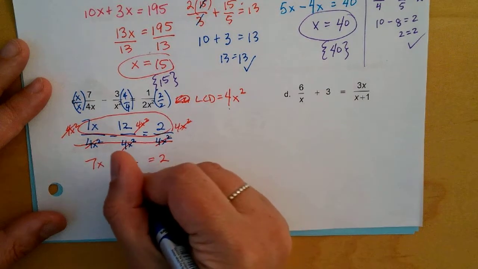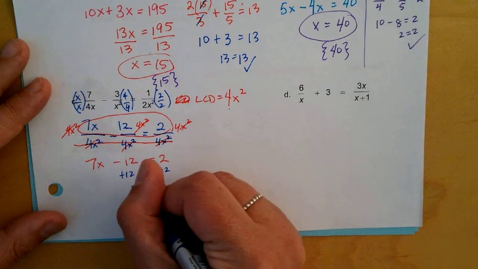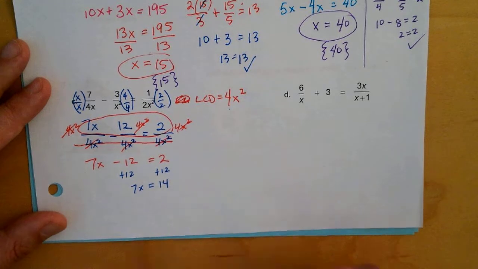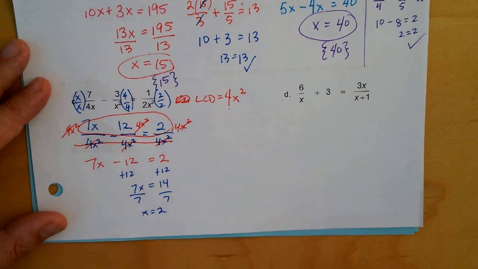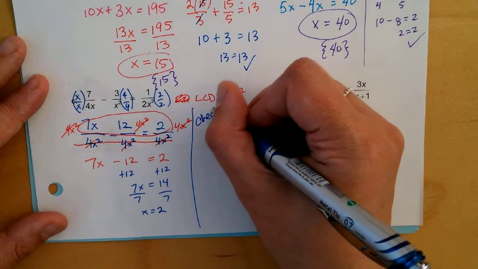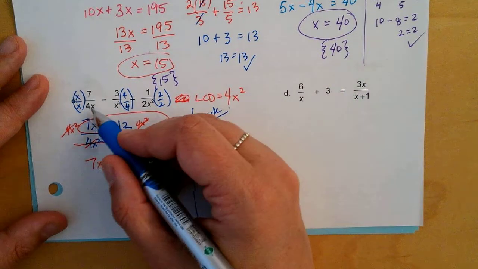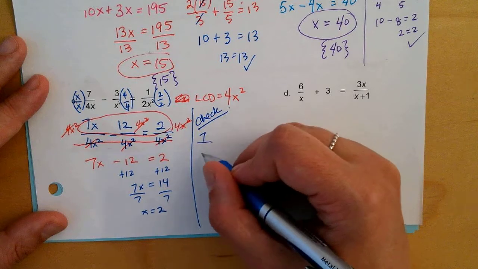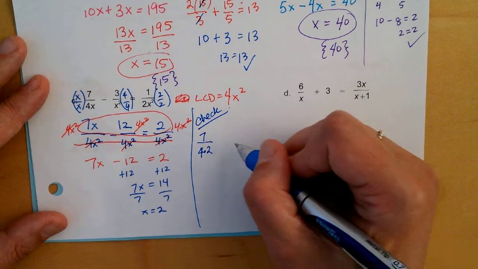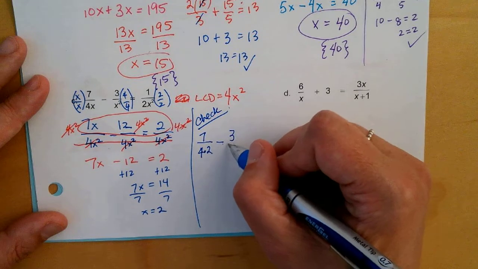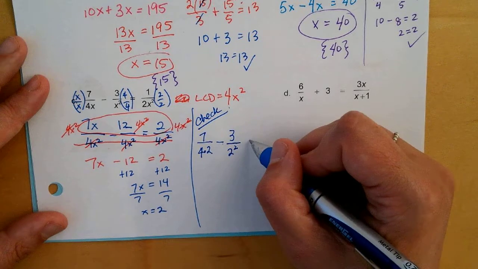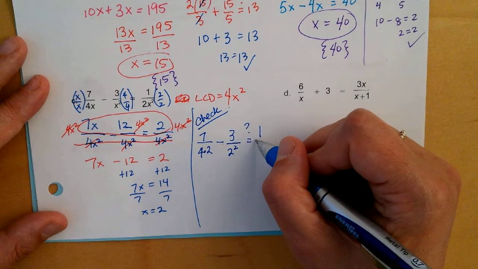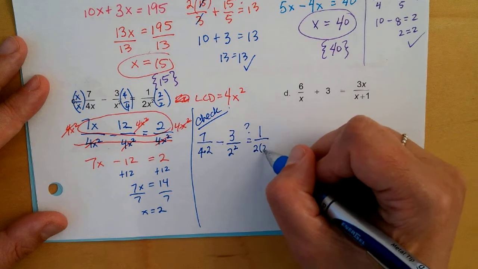Okay, so I'm going to add 12 to both sides. I get 7x equals 14. Divide by 7, I get x equals 2. Okay, now if you go ahead and plug that in, do I have room for a check here? I'm going to plug it into the original. 7 divided by 4 times 2 minus 3 divided by 2 squared, is it equal to 1 over 2 times 2 squared?